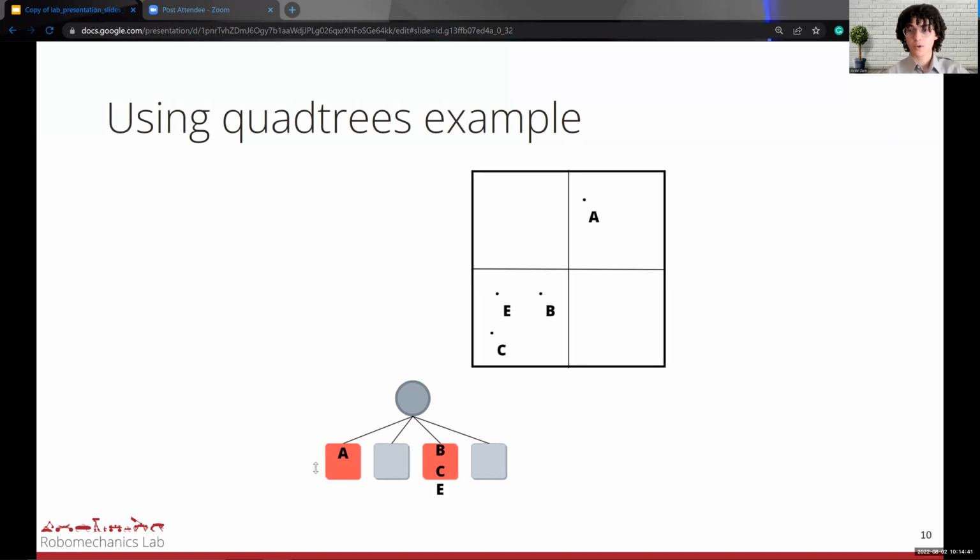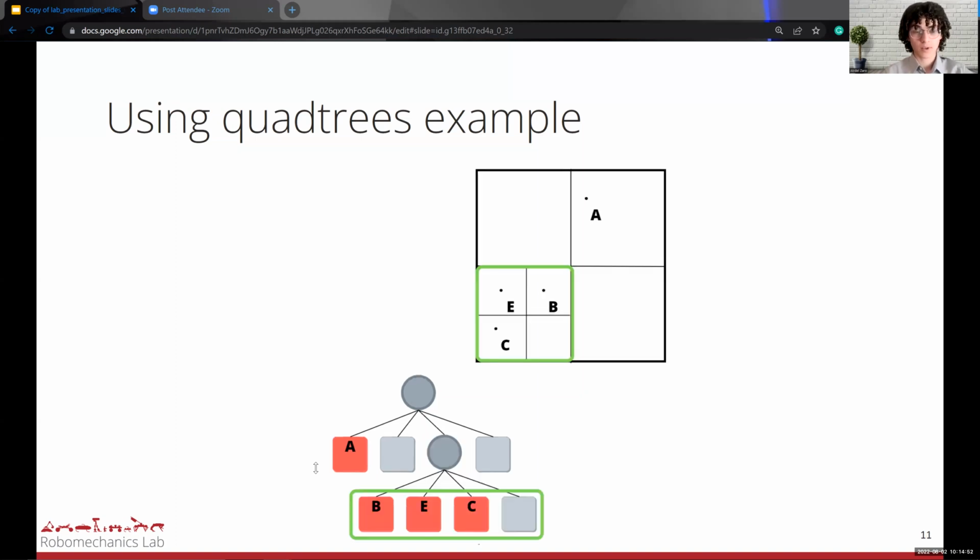Imagine we add a robot E to the area. The rule said that we can only have 2 robots occupying a space at a given time, so we split the space once more and create a new branch, as you can see here in green. The reason quad trees are helpful is that they allow us to only do collision checks between robots that are within this green quadrant. Rather than doing collision checks between all the robots, you're only checking the robots that are near each other.